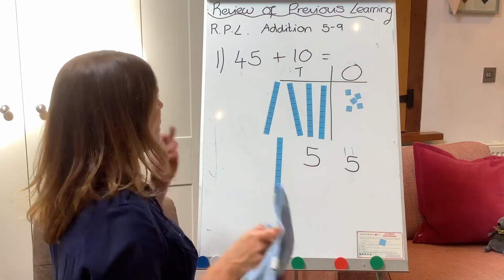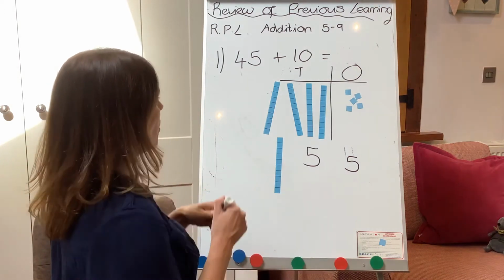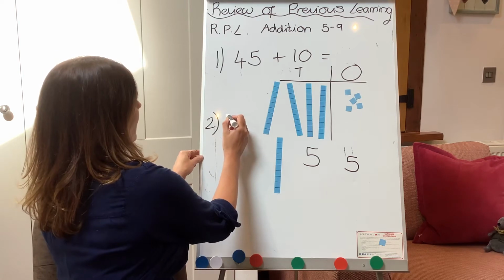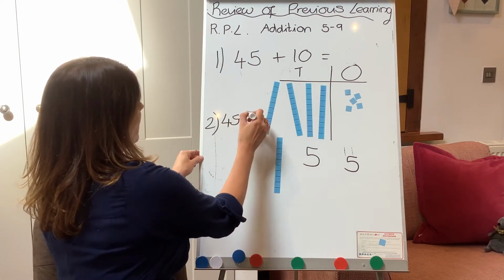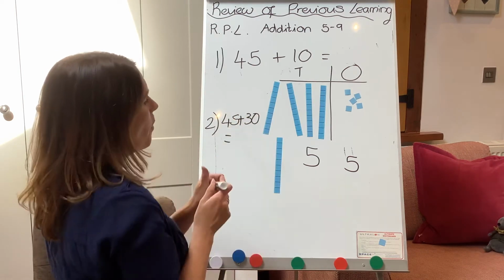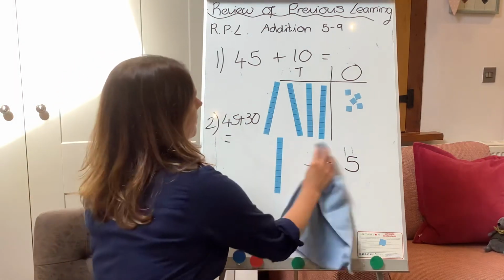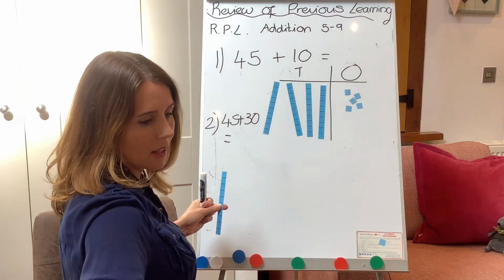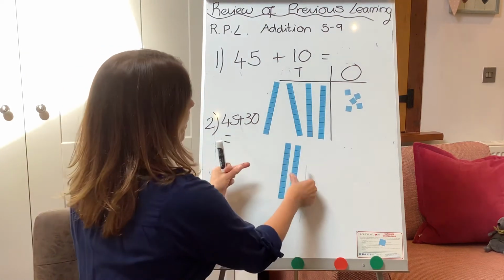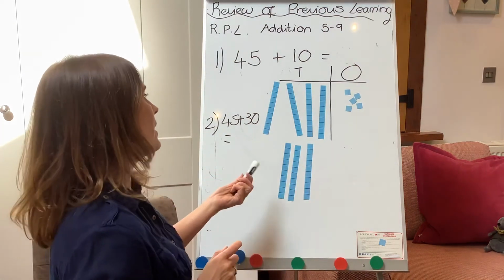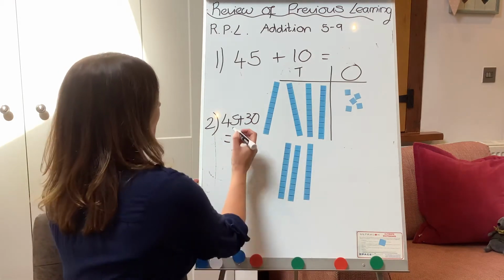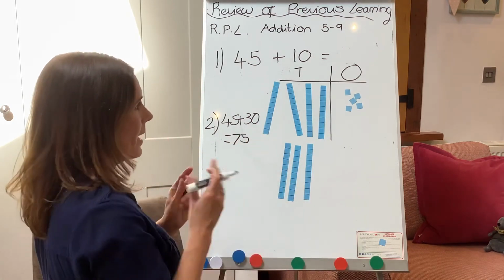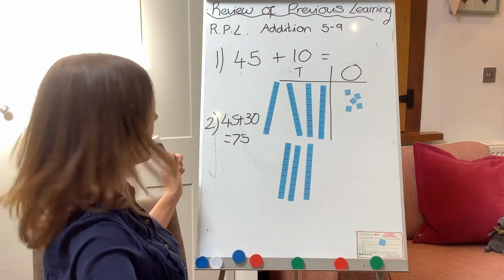Okay. We also looked at adding on more than 10. We could add on 3 lots of 10, so we could have 45, add on 30. And what we could do there, we've got our 45 again, and add on 3 more 10s. So now we've got 7 10s, and we've got 5 1s that makes 75.